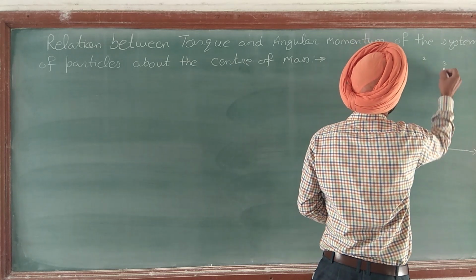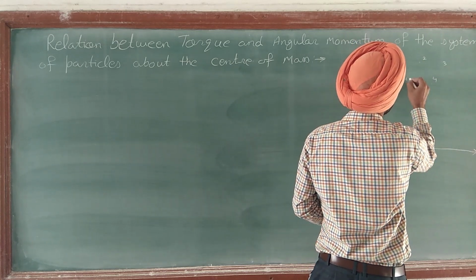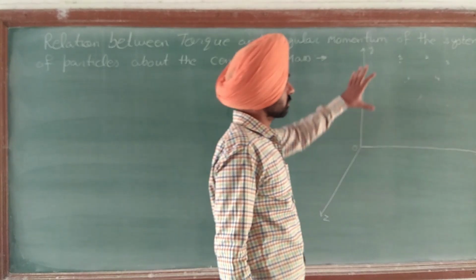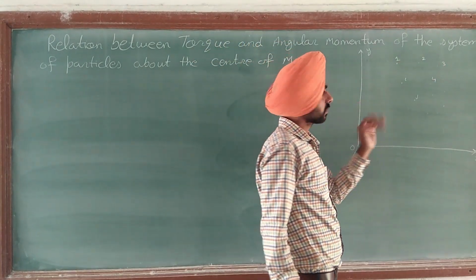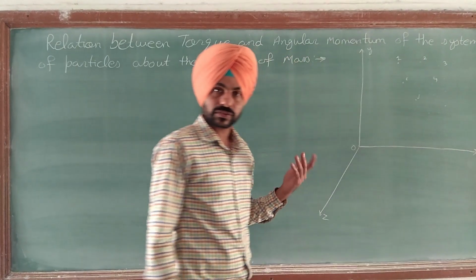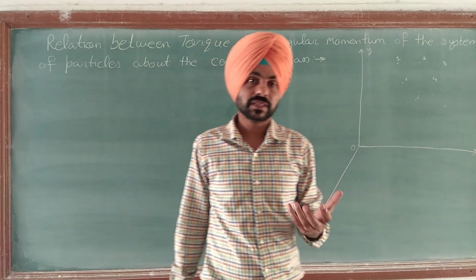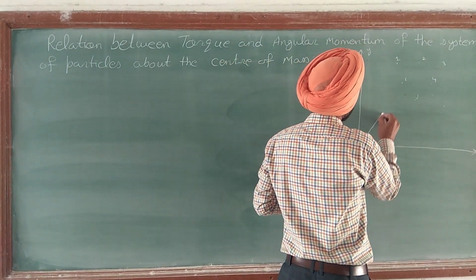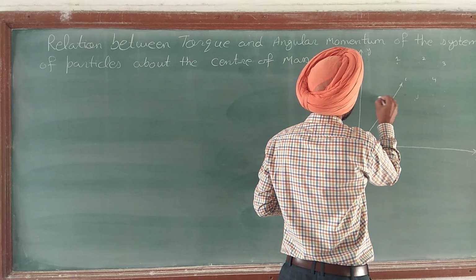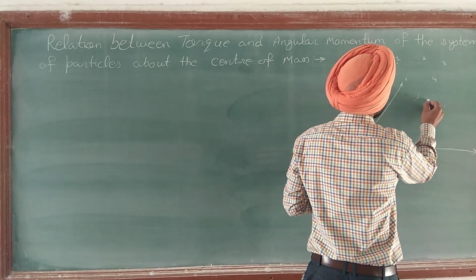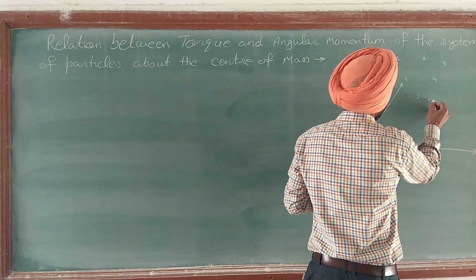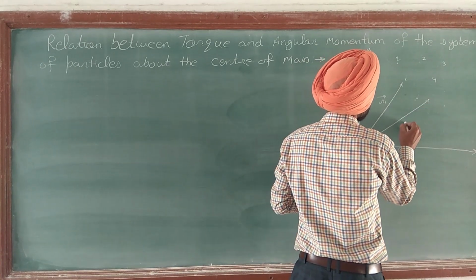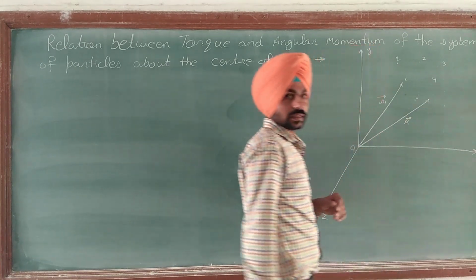Particle 1, 2, 3, 4, ith, jth, and so we have n number of particles in this system, and their masses are m1, m2 and so on and their position vectors are r1, r2 and so on. As in our previous lectures, we are interested in the ith particle. Suppose this is the ith particle and the position vector of this ith particle with respect to O is ri. Now suppose this point is the center of mass and the position vector of the center of mass with respect to O is vector capital R.